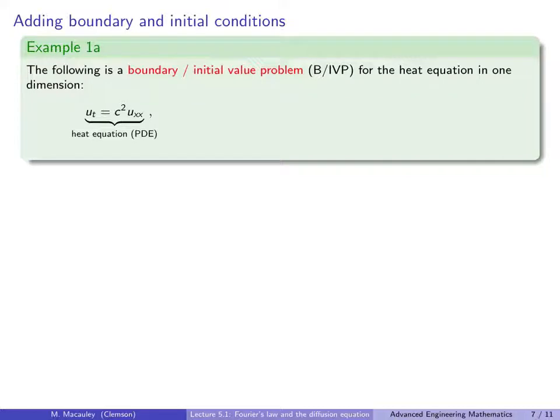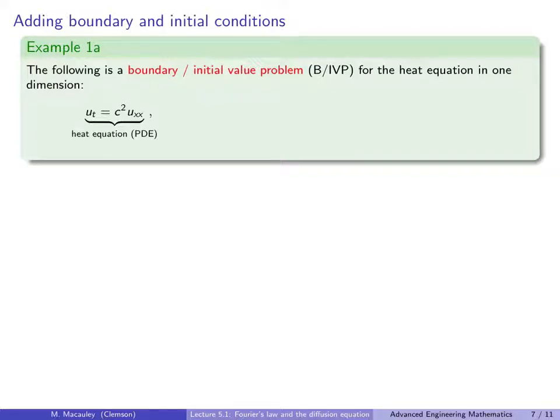So this is example 1a. We'll also do examples 1b and 1c and 2 and 3 and maybe more, but these will be spread throughout multiple lectures. This is the only example that we'll be doing in this lecture. So the following is a boundary and initial value problem. So I will write this as b/IVP or some permutation thereof. Maybe I/B or maybe BVP/IVP.